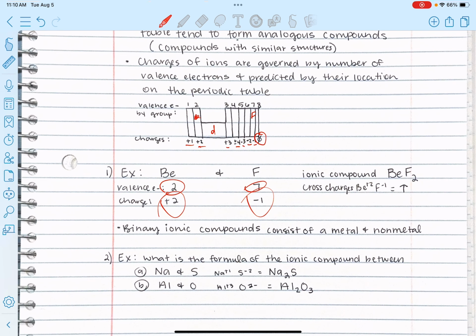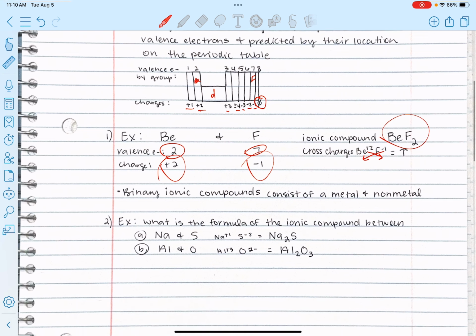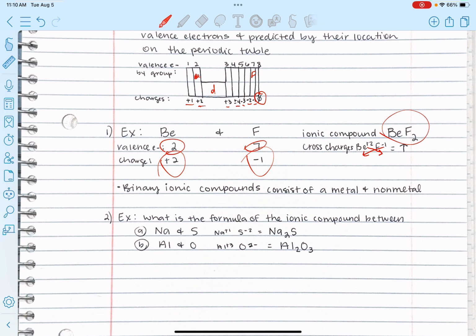I teach the crossing charges method in order to form ionic compounds. And I know this is an ionic compound because I am dealing with a metal and a nonmetal, and they're both forming ions. So I'm crossing charges between them. If beryllium makes a +2 and fluorine a -1, you simply move the charge to the bottom of the opposite element and remove the positive or negative sign. So that would leave you with Be with an understood 1, F2. Remember that your binary ionic compounds consist of a metal and a nonmetal.